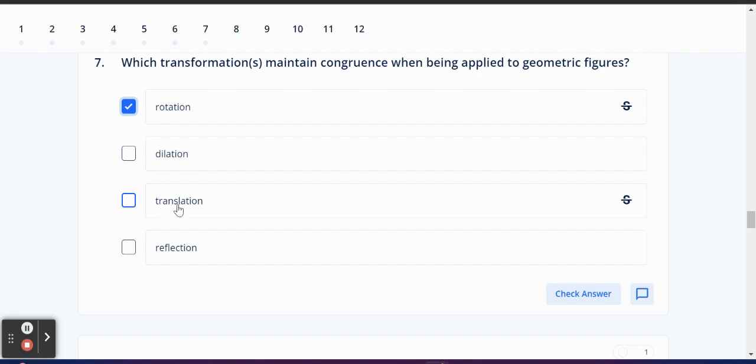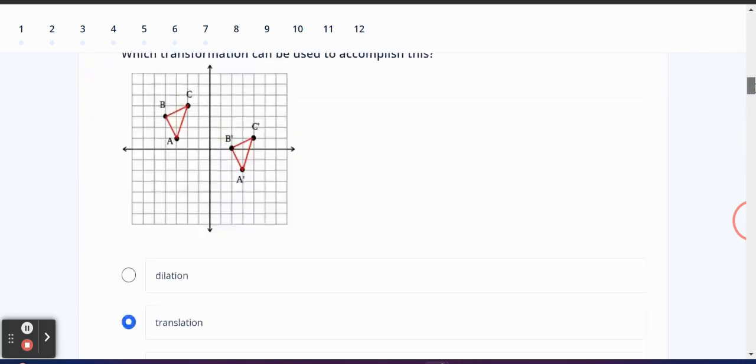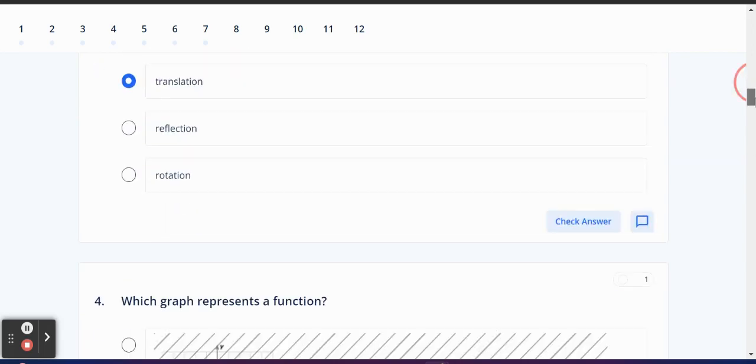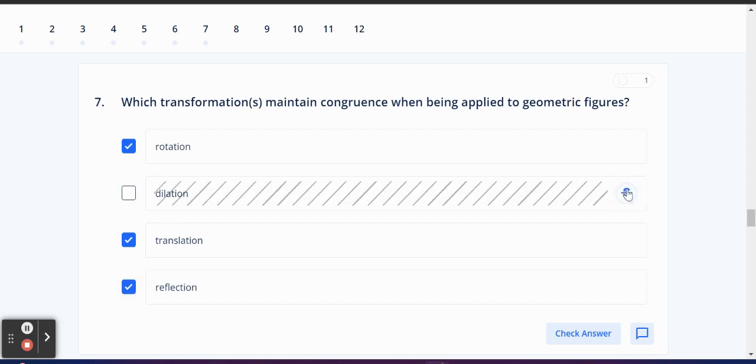Translation, you're just moving it up, down, left, and right, like you saw in the graph above, right? This one right here. Yep. It still maintains the same size. You're just moving it. You're just sliding it. So that one maintains congruence. And a reflection does as well. Remember, a reflection just flips over a specific axis, x, y, or over a line. So that maintains congruence as well. So dilation is the only one that does not maintain congruence because you make it bigger or smaller.